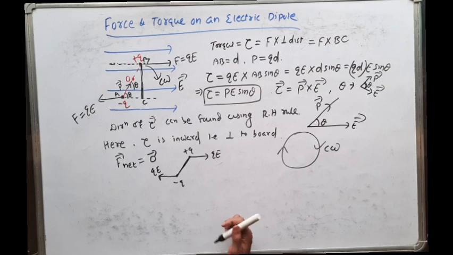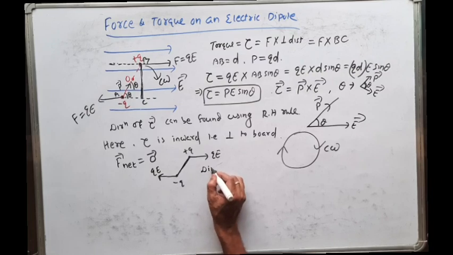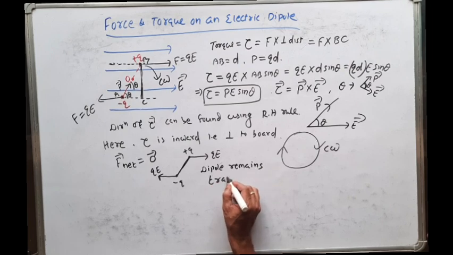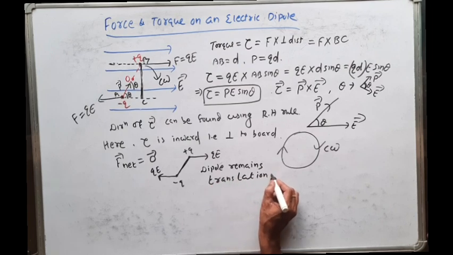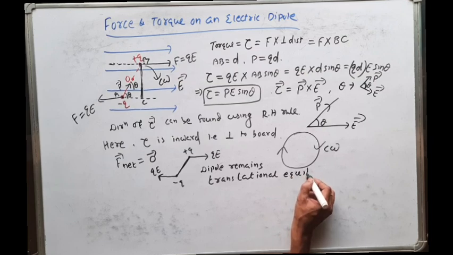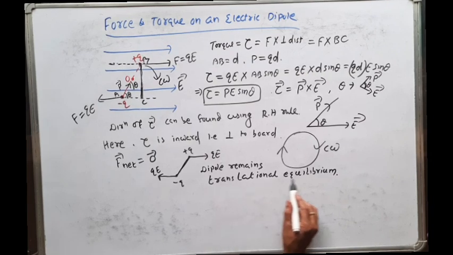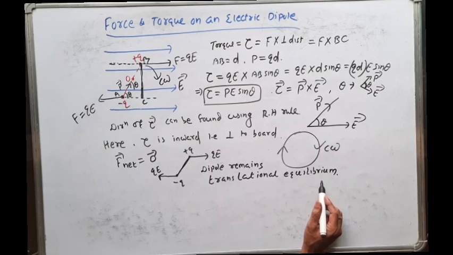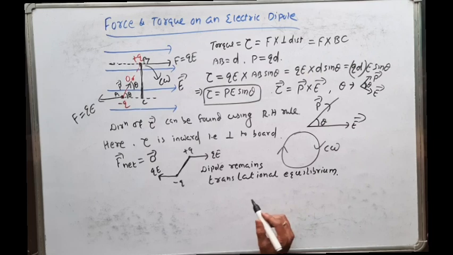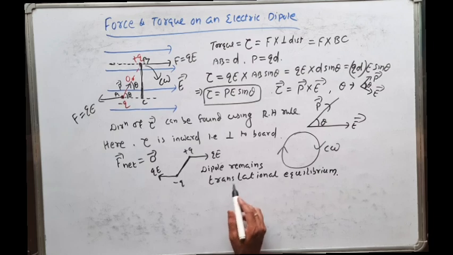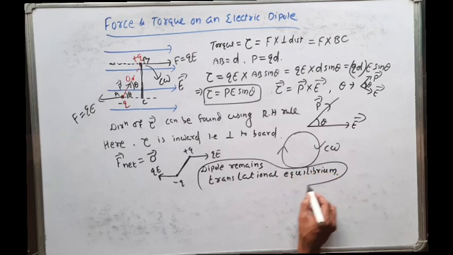So if net force is always 0, then dipole remains in which equilibrium? Translational equilibrium. We know in mechanics, in laws of motion, we have read if the net force on a body is 0, then it will remain in linear equilibrium or translational equilibrium. But if the net torque will be 0, then body will remain in rotational equilibrium. So dipole is always remains in which equilibrium? Translational equilibrium. You have to remember.